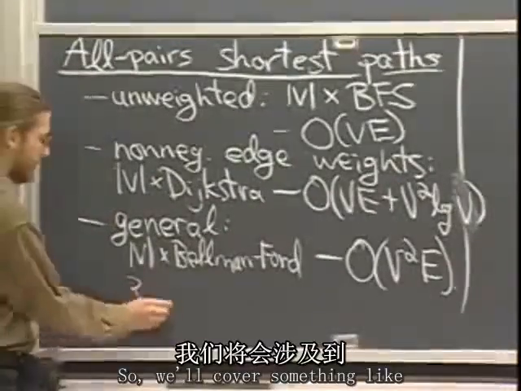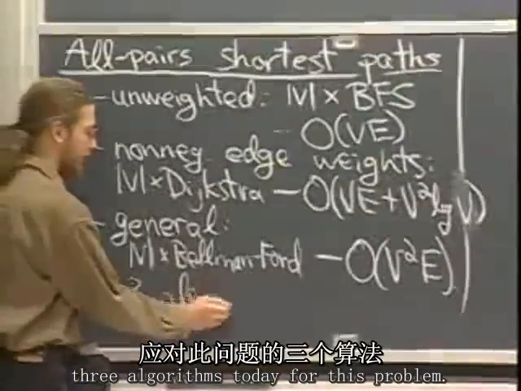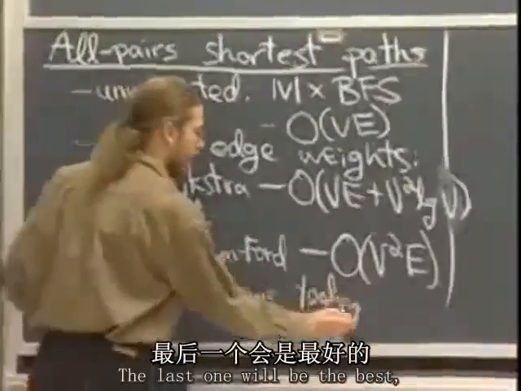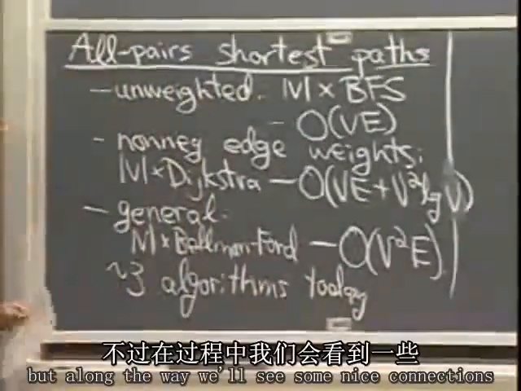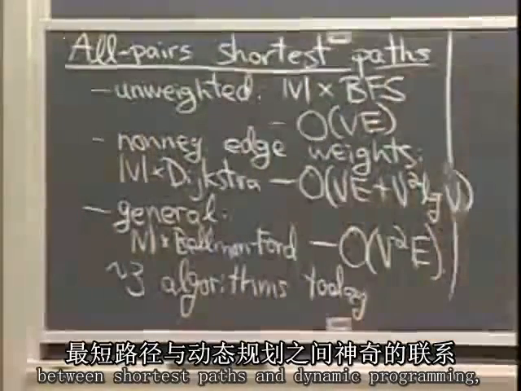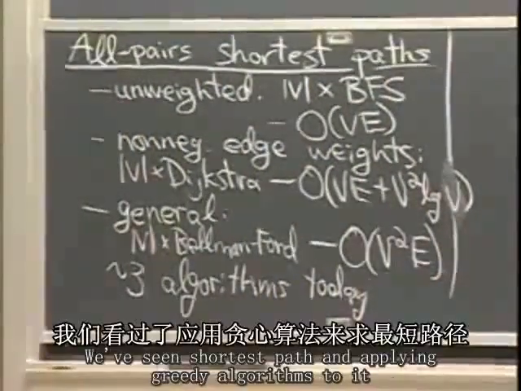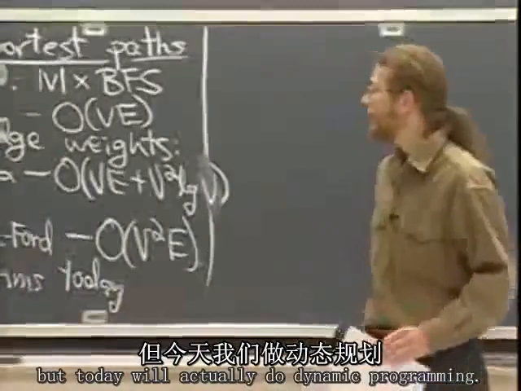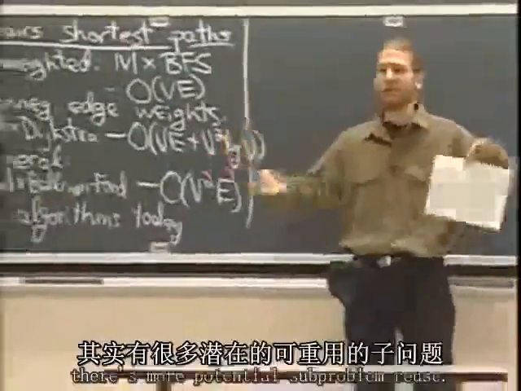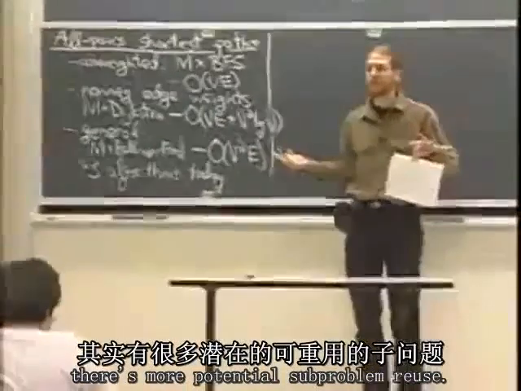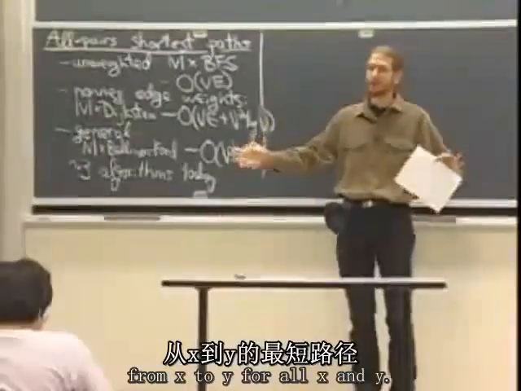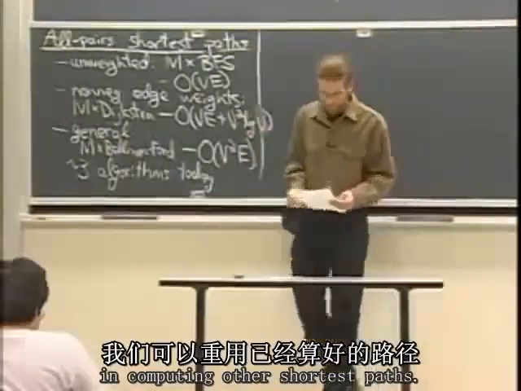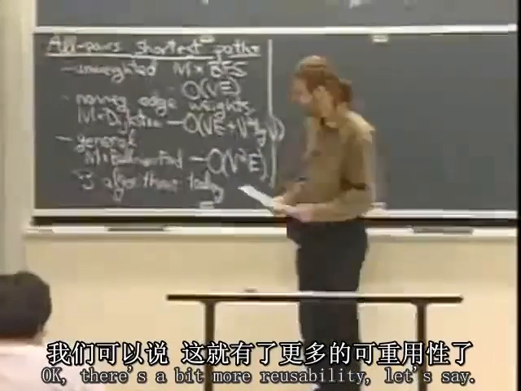And so we'll cover something like 3 algorithms today for this problem. The last one will be the best, but along the way we'll see some nice connections between shortest paths and dynamic programming, which we haven't really seen yet. We've seen shortest paths and applying greedy algorithms to it, but today we'll actually do dynamic programming. The intuition is that with all pairs shortest paths, there's more potential subproblem reuse. We've got to compute the shortest path from x to y for all x and y. Maybe we can reuse those shortest paths in computing other shortest paths. Okay, there's a bit more reusability, let's say.